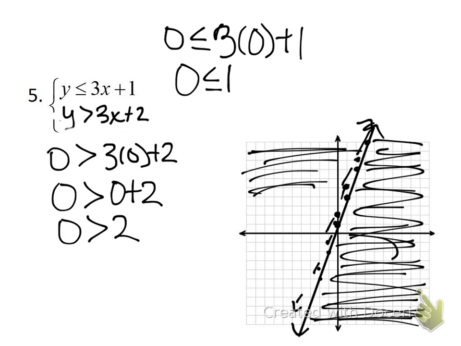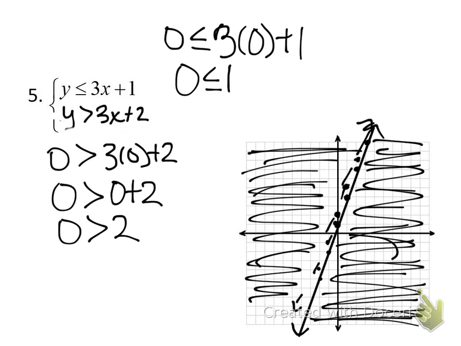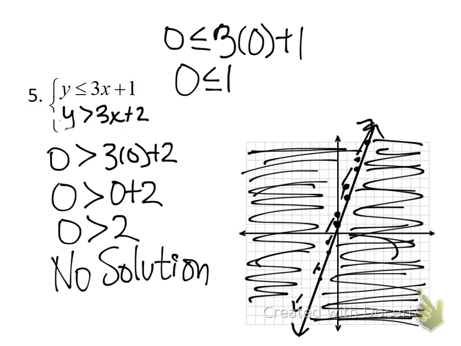What do we notice? They don't overlap. There is a skinny space in between them, and they most certainly never actually touch each other. So what do we think our answer is? No solution. Questions about that? If you graph them both and they don't overlap, your answer is no solution. On this one, I should see that you shaded both sides of those lines.